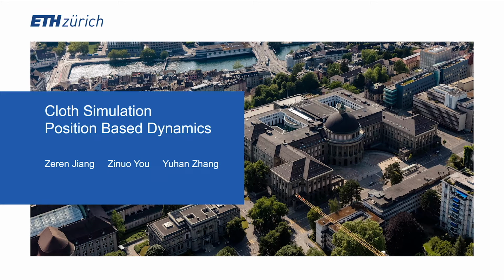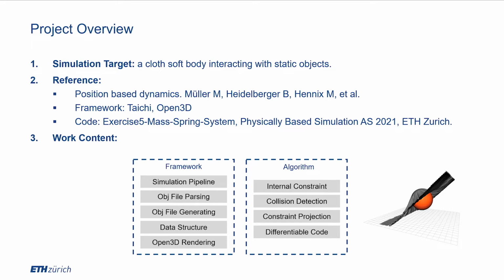The project name is Closed Simulation based on position-based dynamics. First is the project's basic information. Our project is to simulate a closed soft body to interact with itself and static objects. Based on Taichi and Open3D tools, we implemented the simulation pipeline from scratch according to the paper by Muller. Our main reference code is for the course exercise of the mass spring system. Below are the details about our work.